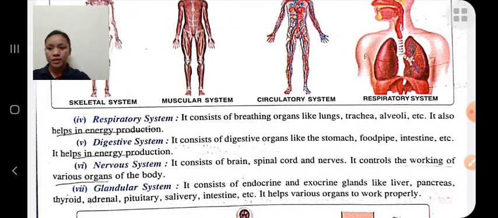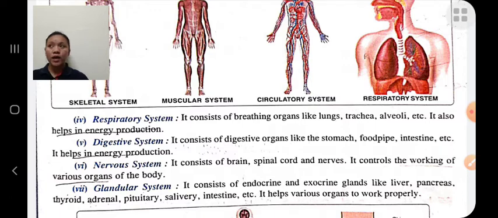The respiratory system helps in energy production because it helps in bringing in oxygen. Oxygen is taken in and carbon dioxide is exhaled from the blood.